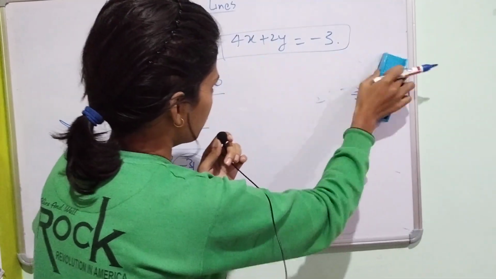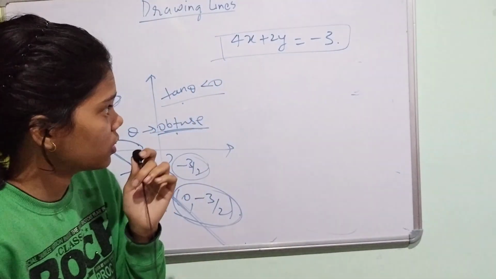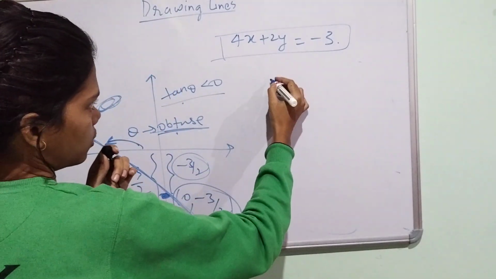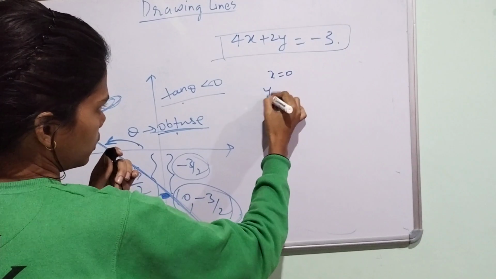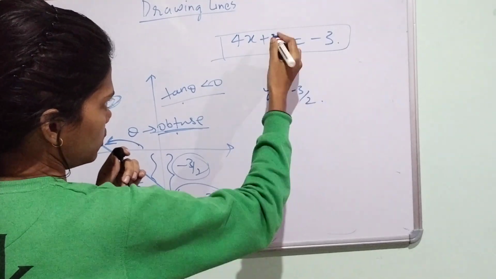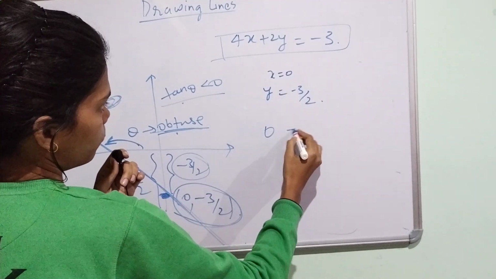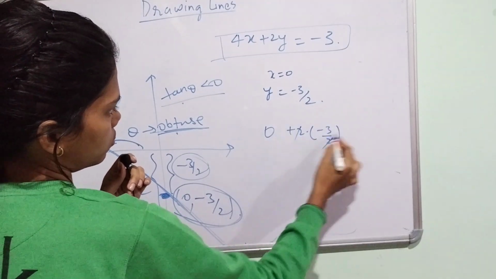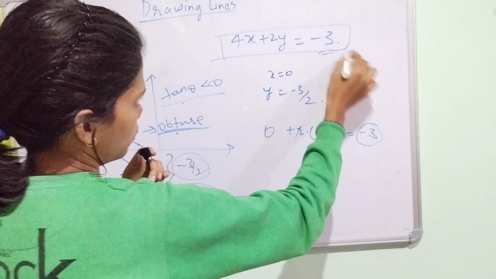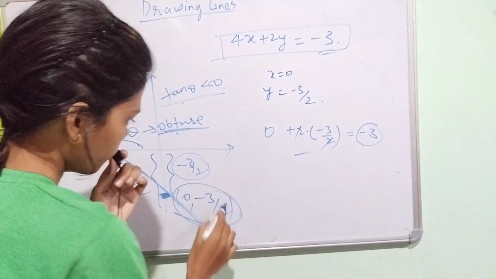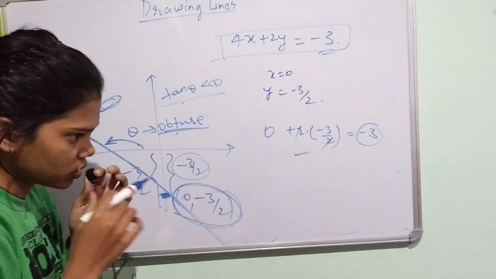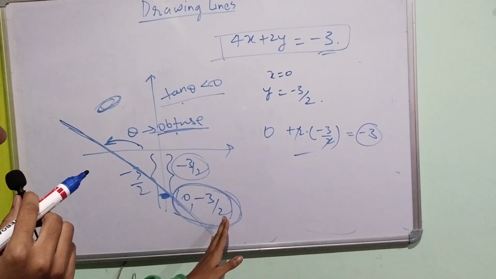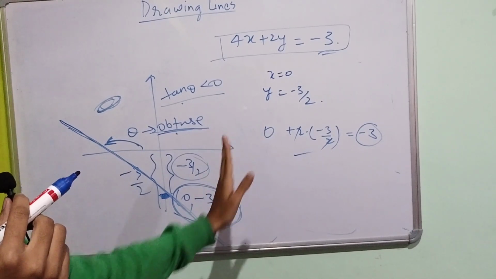This is another way of checking whether we have done it right or not. Suppose 0 comma minus 3 by 2. So x is 0 and y is minus 3 by 2. Put it here. It will become 0 plus 2 into minus 3 by 2. So it becomes minus 3, which is equal to minus 3. Of course, it is correct. So whenever we have to see whether a point lies on the line or not, if the point lies on the line, then it will satisfy the equation of the line.